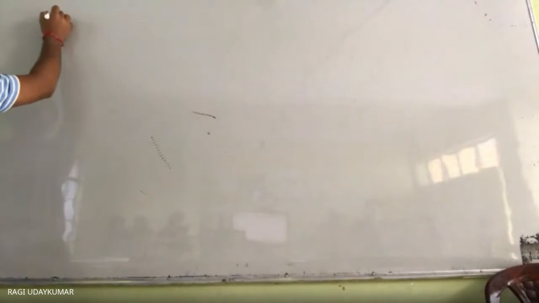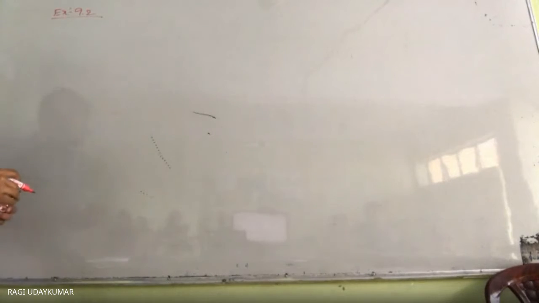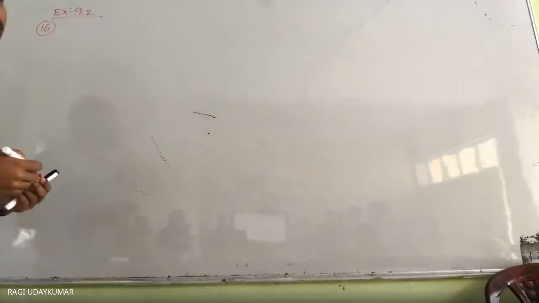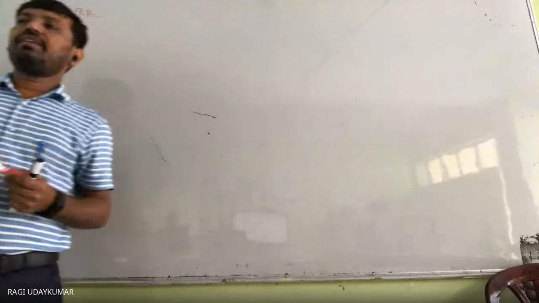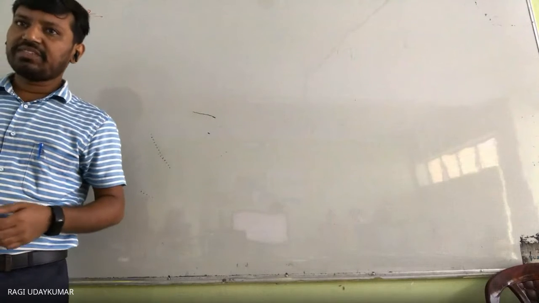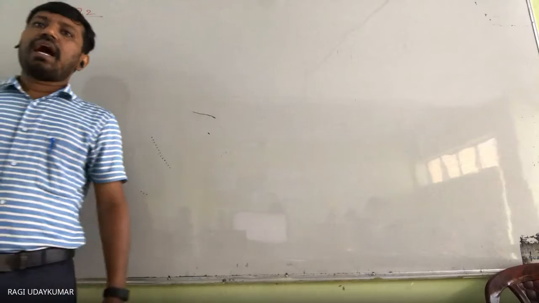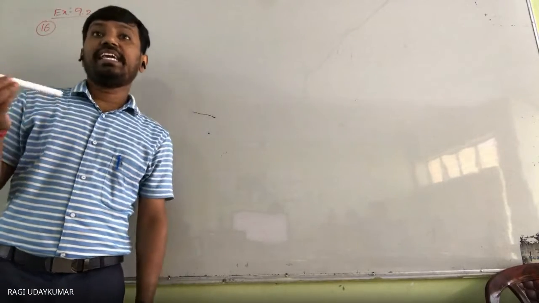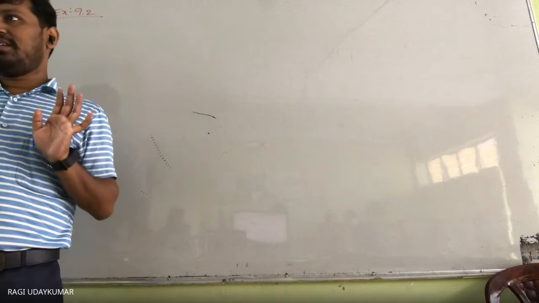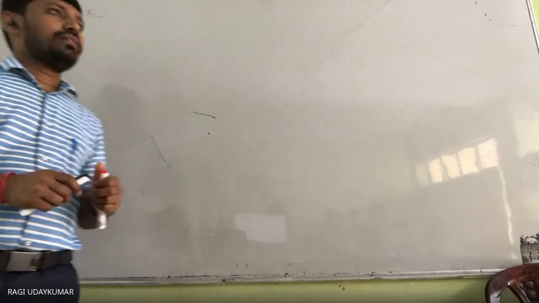So in exercise 9.2, question number 16. What is the question given to you? Between 1 and 31, m numbers have been inserted in such a way that the resulting sequence is an arithmetic progression, and the ratio of the 7th and (m minus 1)th numbers is given to you, not the terms. So do remember this here.